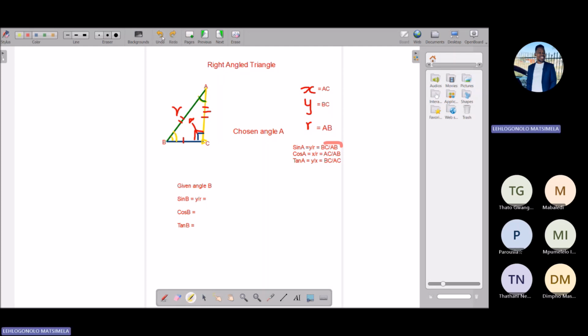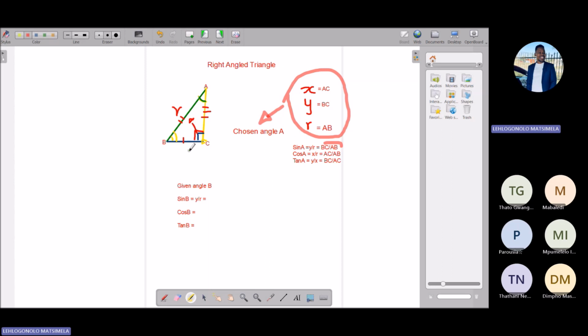So now we have to start afresh and label our triangle: which one is X, which one is R, and which one is Y. Let us ignore the one we figured out at first, because that one only applies if we have chosen, or we are given, that the angle is angle A.